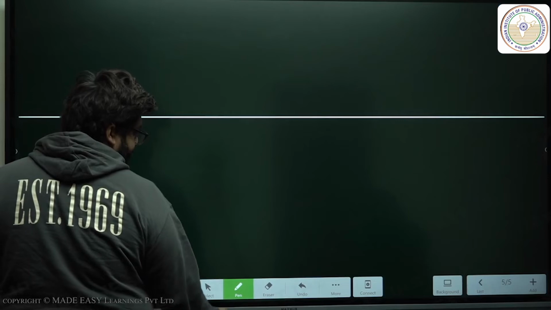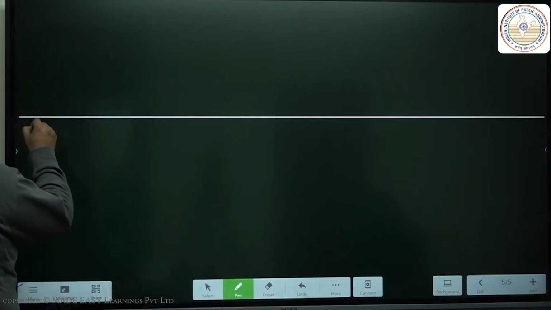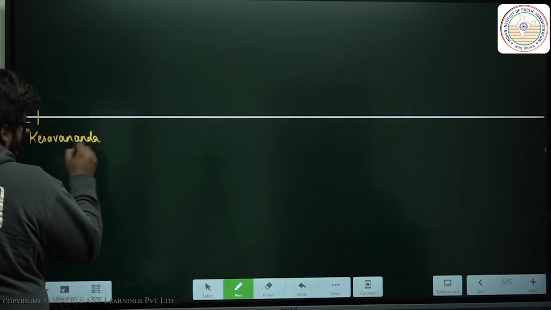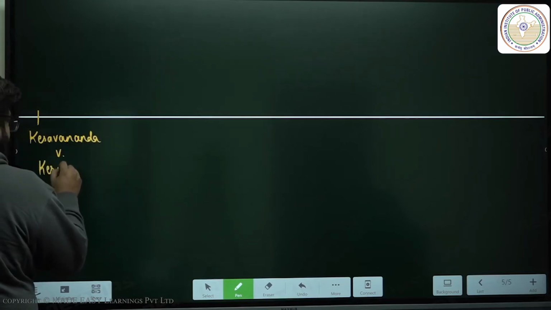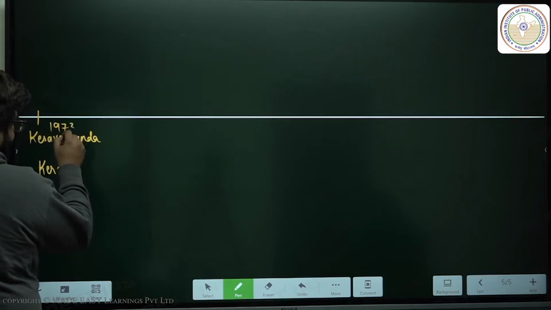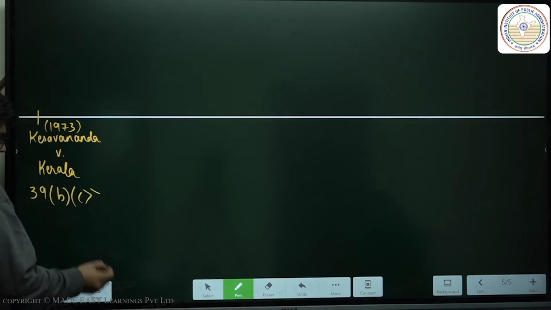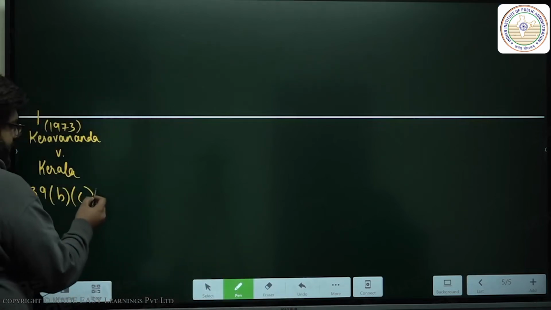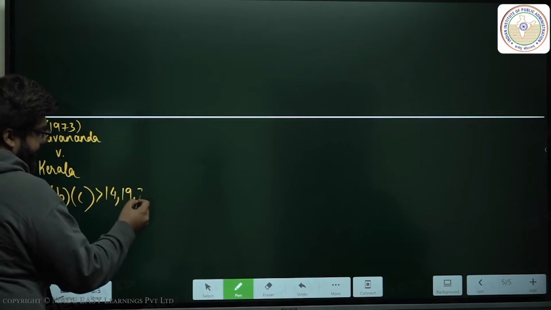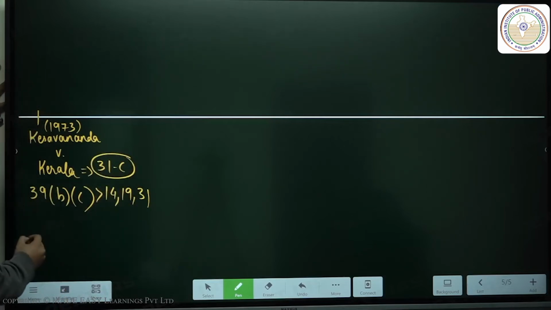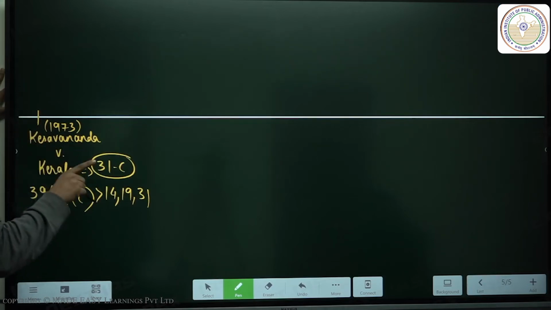So what has happened so far? A little bit of a recap. Something very simple: in Keshavananda versus Kerala in 1973, the Supreme Court said no problem, 39B and 39C are greater than 14, 19, 31. They partially struck down 31C, and they said that what they were earlier saying, that judicial review will not be possible, it will absolutely be possible.